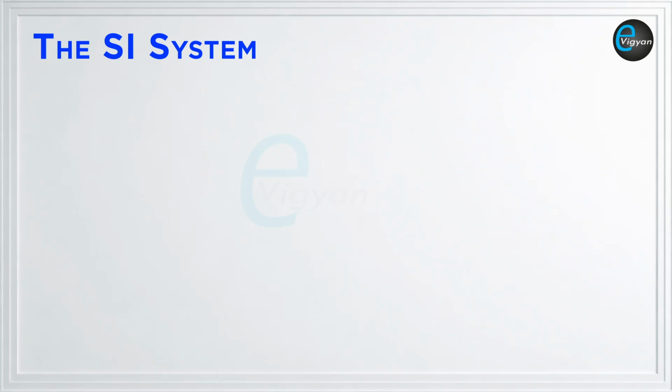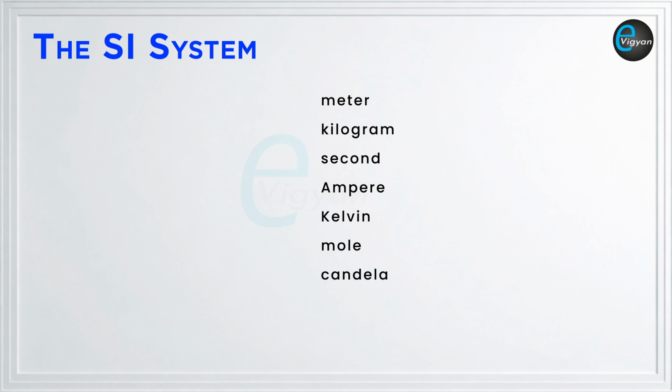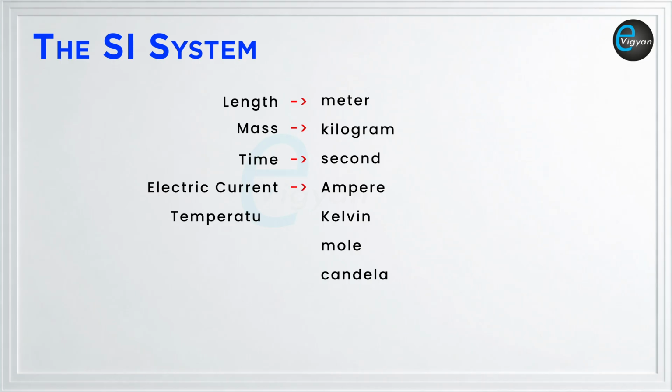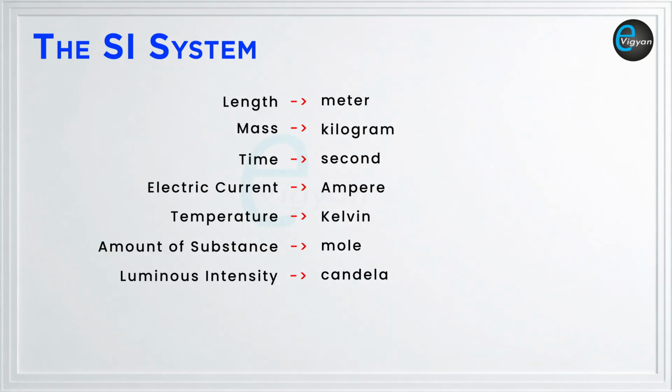It is based on 7 fundamental quantities which are enough to describe the physical world. They are the meter, kilogram, second, ampere, Kelvin, mole and candela. Meter is the base unit for length. Kilogram is the base unit for mass. Second is the base unit for time. Ampere is the unit for electric current. Kelvin is the unit for temperature. Mole is the unit for the amount of substance. And candela is the unit for luminous intensity.